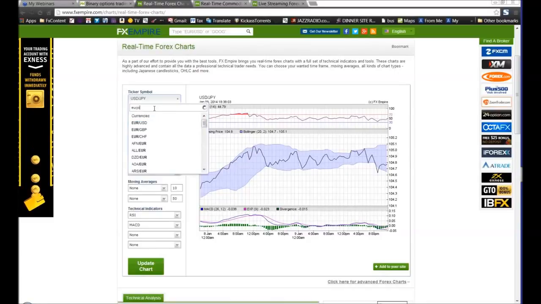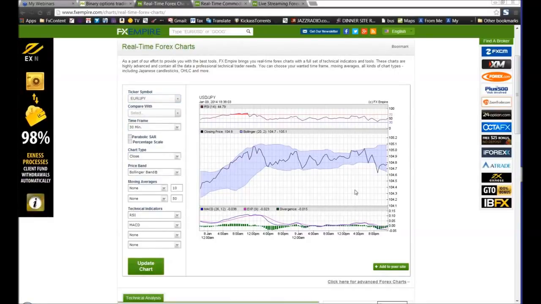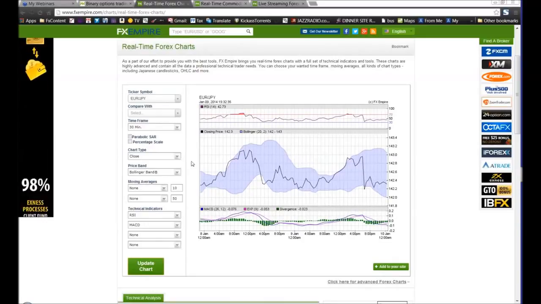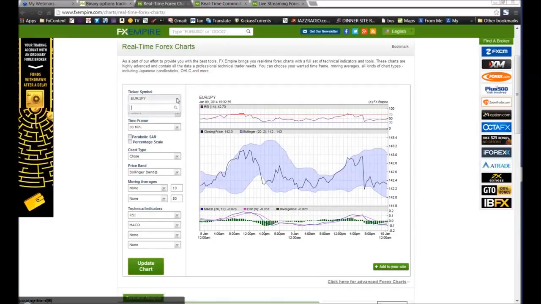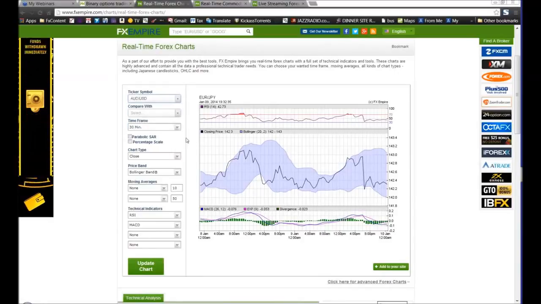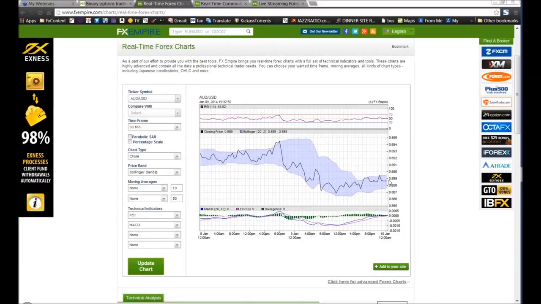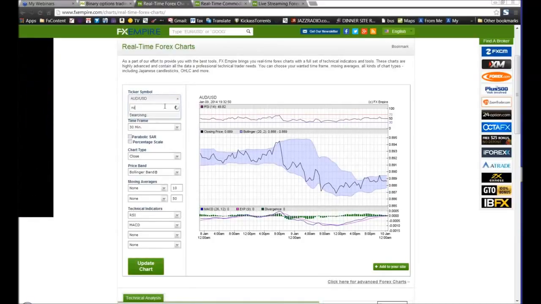So let's take a look at the Euro JPY, see what that's doing for us right now. Okay, it's also very much in the middle. And then let's look at the Australian dollar. Guys, if you have any questions, feel free to type them into the screen. The Australian dollar is dead center. You can see the price is trading dead in the center. And then let's take a look at the New Zealand dollar.